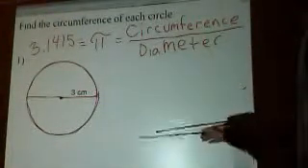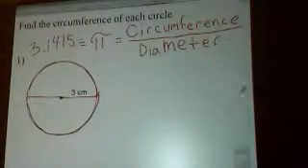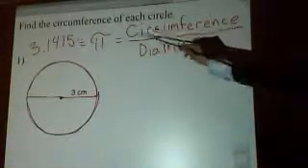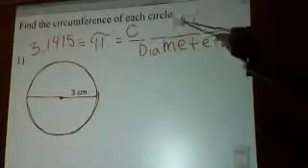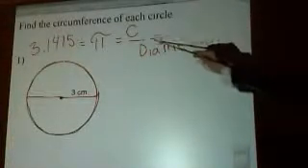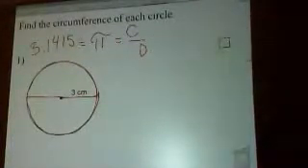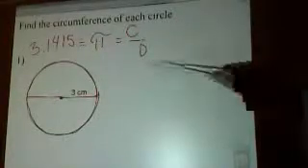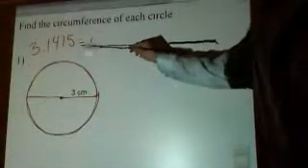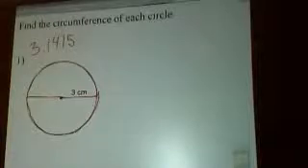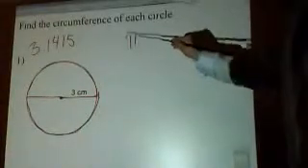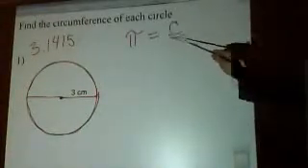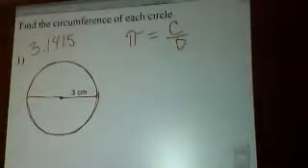So if I want to find the circumference, hey, this word's kind of long, huh? Why don't we abbreviate circumference with C? And why don't we label diameter with D? Okay, maybe I'll move this all over a little bit. Okay, so don't forget that 3.1415 is pi. But pi equals the circumference over the diameter.